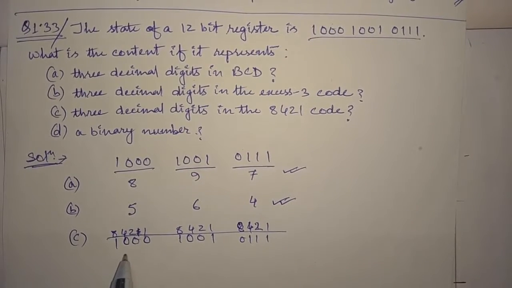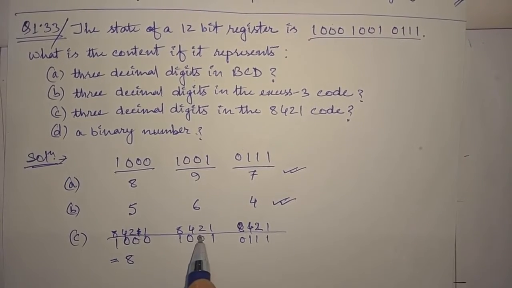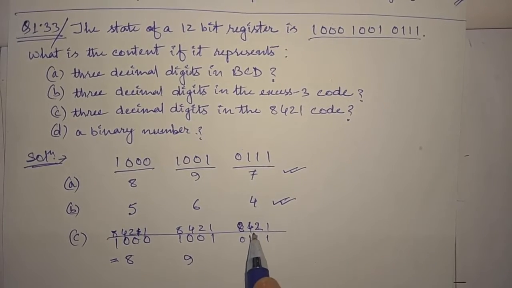So 8421, this is equal to 8 plus 000, so it will be 8. This one is 8 plus 1, this will be 9, and this one will be 4 plus 2 plus 1, so it is 7. So this one is the 8421 code.